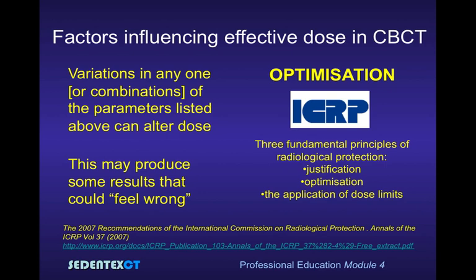The International Commission of Radiological Protection gives three fundamental principles of radiological protection: justification, optimization, and the application of dose limits. Optimization relates very much to this choice of different parameters in equipment use, and this will be covered in more detail in a subsequent module.